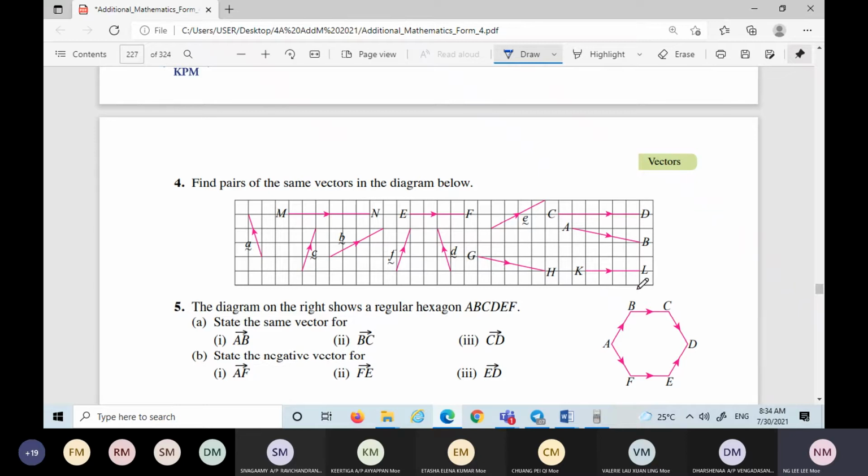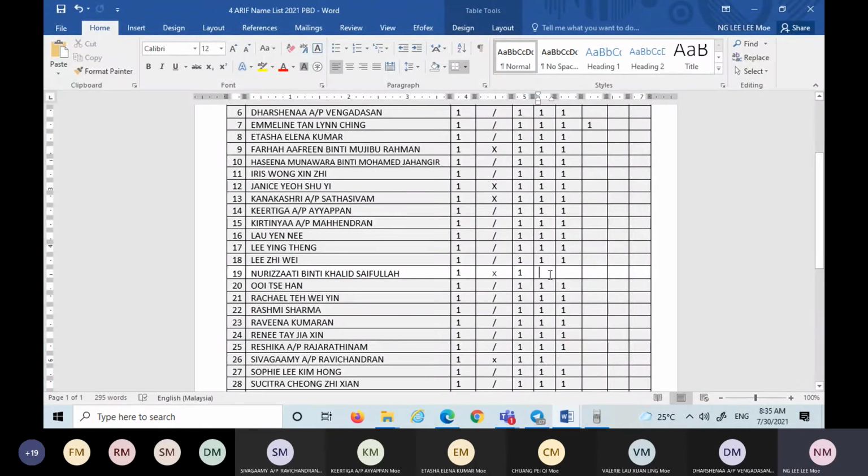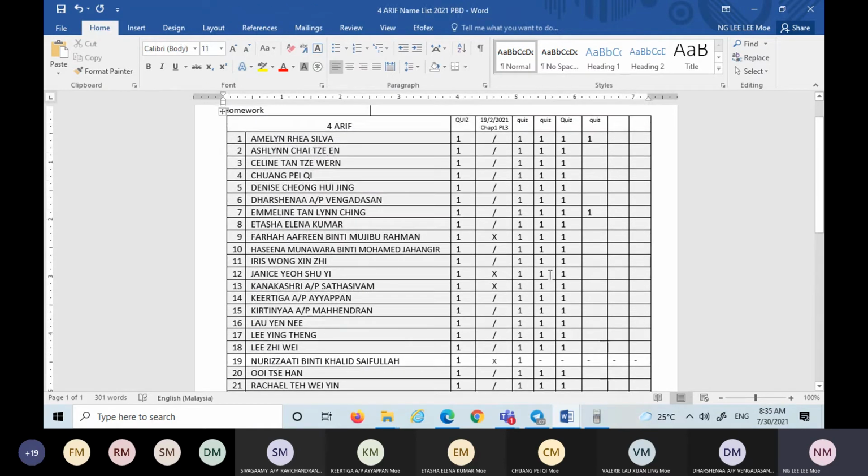So this one you don't have to do as homework. Who is the next girl? Izati is done already. Siva is done. So we start from the beginning again. Can you all remember the sequence? You just answer, so I don't have to come back to this. So Asrin, then Celine, then Peachy, then Denise, then Dashina.